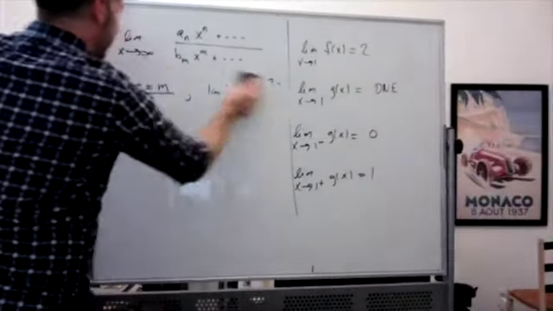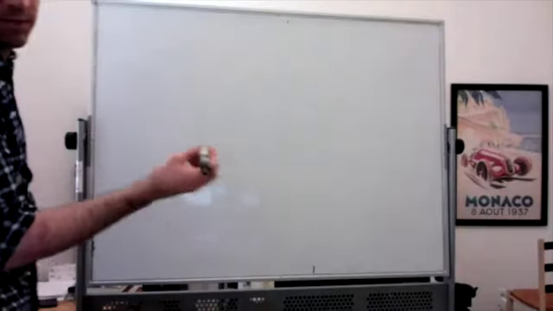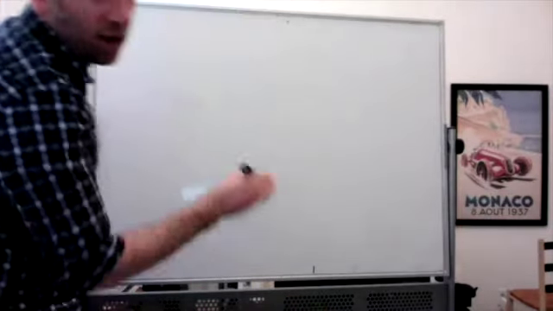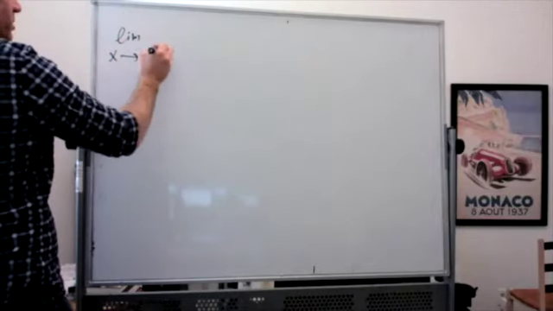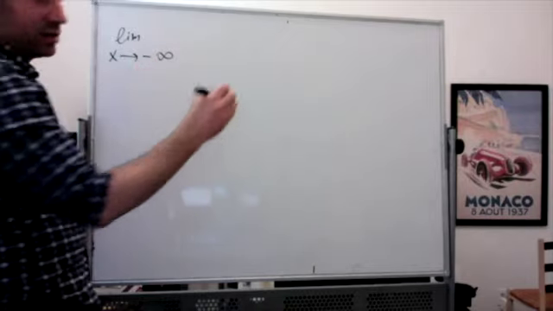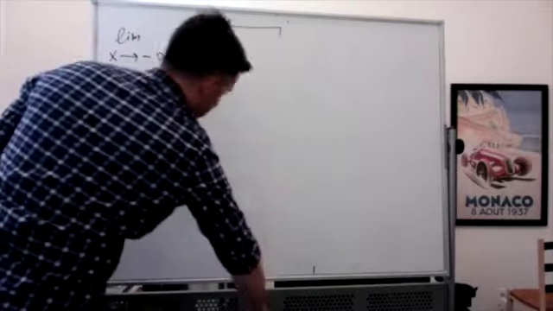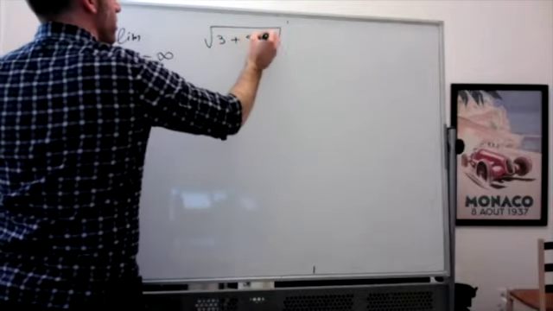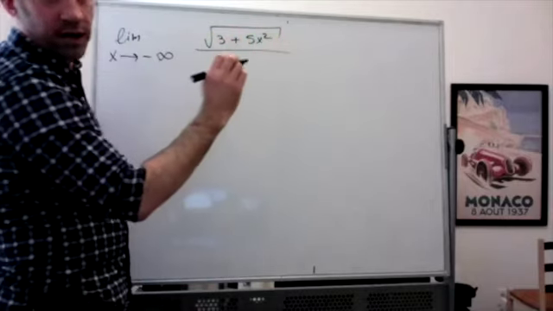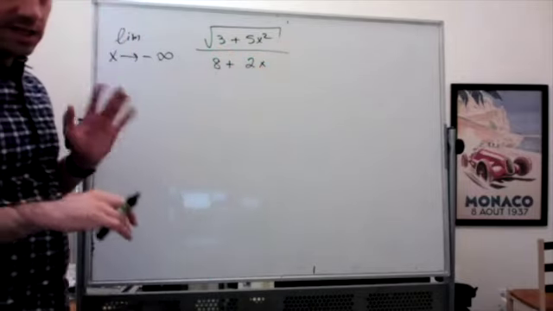Sorry if I didn't get to everything today. There's so many things to say about limits. Let's do another limit to infinity, specifically this one. I'm going to do the negative infinity one because this is the one that's more interesting. But there's actually 2 questions here: the limit as x goes to either positive or negative infinity of the square root of 3 plus 5x squared over 8 plus 2x.